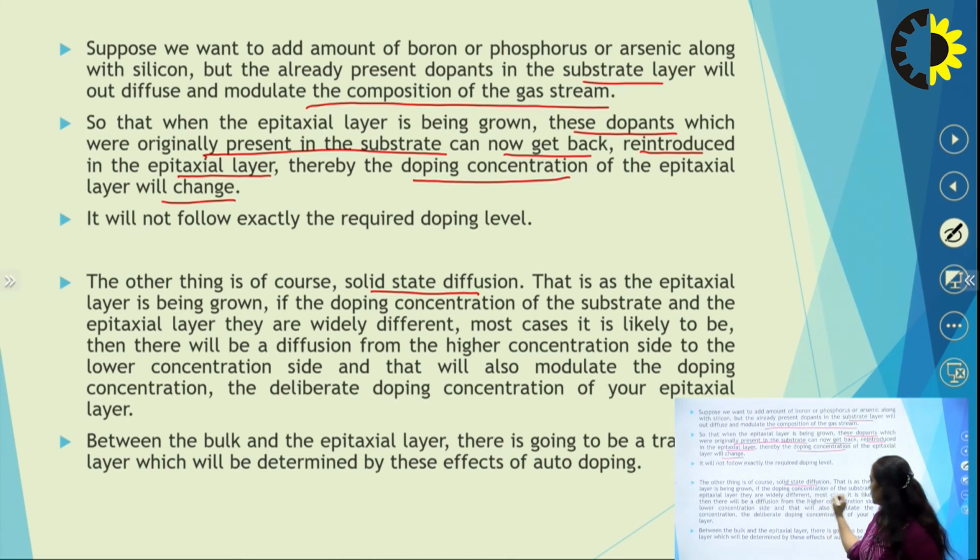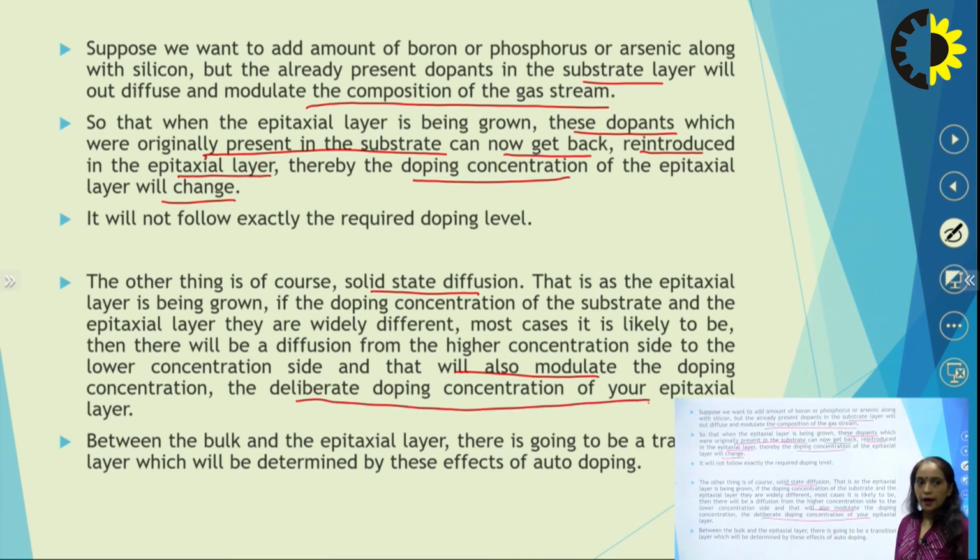If the doping concentration of the substrate and the epitaxial layer is different, which is the case most of the time, we have higher doping concentration in the substrate and lower doping concentration in the compounds in gaseous form. So they will also modulate the doping concentration of your epitaxial layer. And between the bulk and the epitaxial layer there is going to be a transition layer, which is determined by this effect of auto doping.